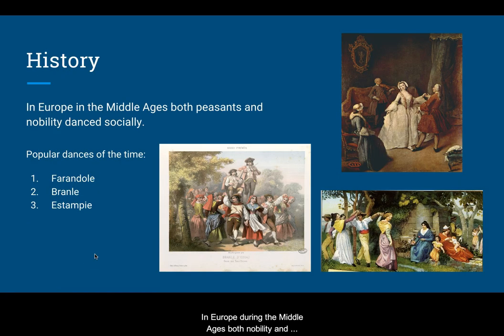In Europe during the Middle Ages, both nobility and peasants danced socially. Some of the most popular dances were farandole, a line dance in which the dancers' hands are linked; branle, a circular version of the farandole reminiscent of the ancient circle dances; and estampie, the first couple dance, which emerged from South France, in which the couple danced side by side, holding hands.